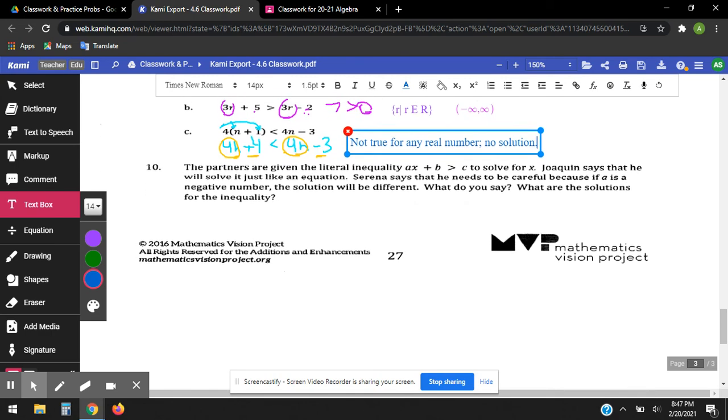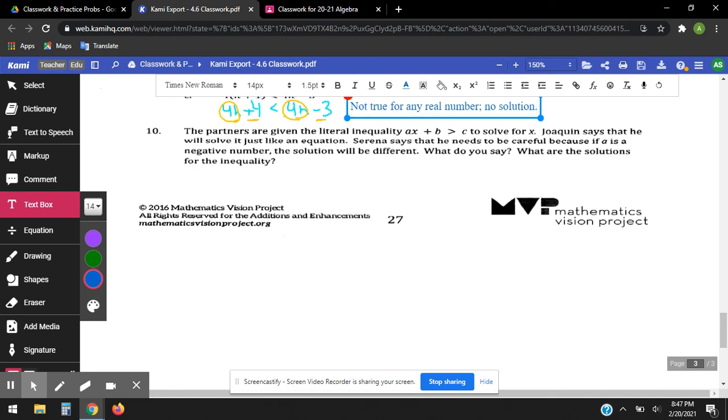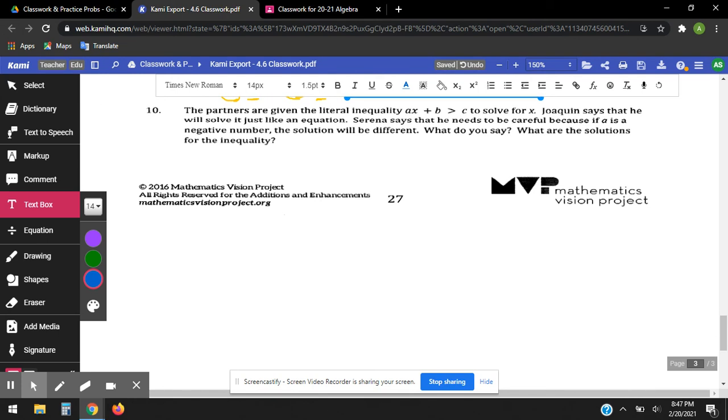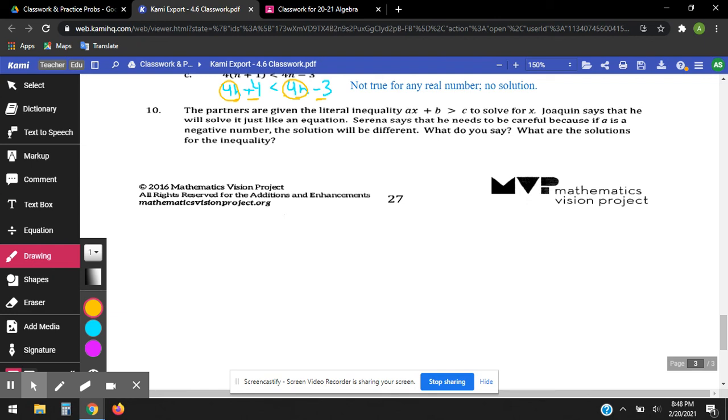Okay, the partners are given the literal inequality of ax plus b is greater than c to solve for x. Joe Quinn says that he will solve it just like an equation. Serena says that he needs to be careful because if a is negative, the solution will be different. What do you think? I'm actually going to do it down here. Let's go ahead and solve this for what they're saying. So let's go with green on here. All right, so ax plus b is greater than c.